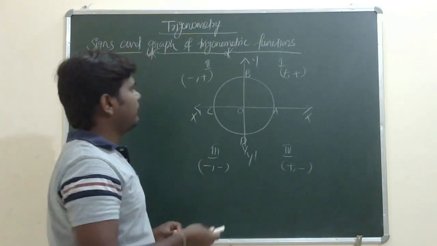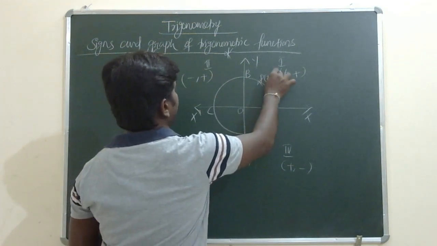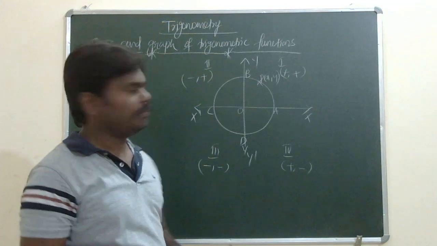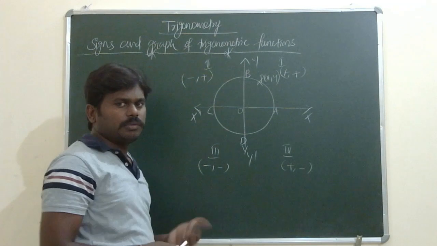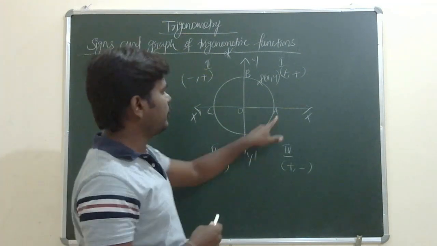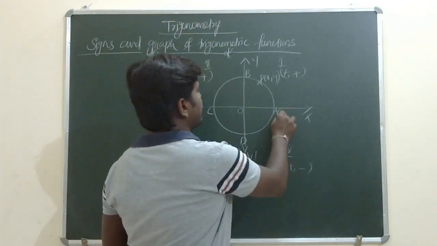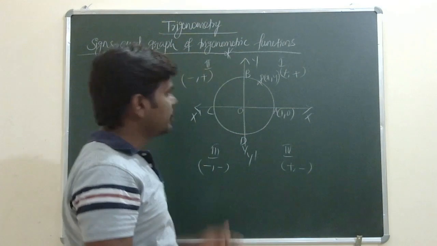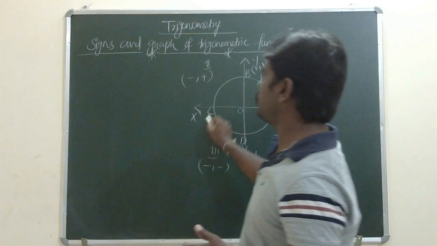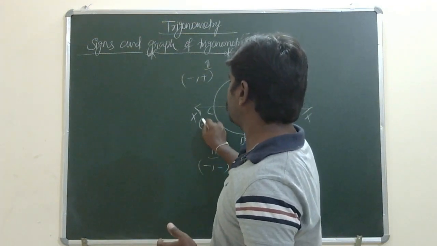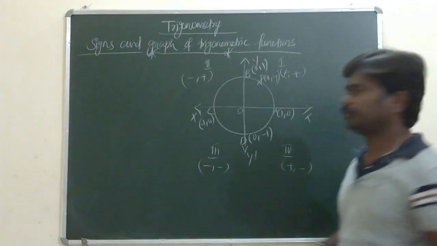Now when I am taking a point P, usually we denote it with x comma y. Already I told you this is a unit circle, so the radius is equal to 1 unit. Here I am taking a point A on the x axis. Here the y coordinate is 0, so the point A is 1 comma 0. Similarly, the point B is 0 comma 1, point C is minus 1 comma 0, and point D is 0 comma minus 1.